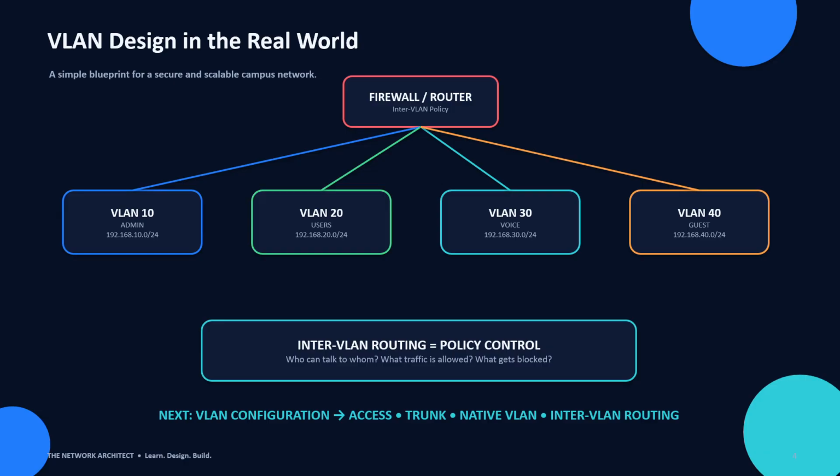So now coming back to slide 4. In this slide, let us see how VLANs are used in a real world network. Imagine we are designing a network for a company. At the top, we have a firewall or a layer 3 routing device. When I say layer 3 routing device, it can be a router or a layer 3 switch. Currently we are talking about a firewall.